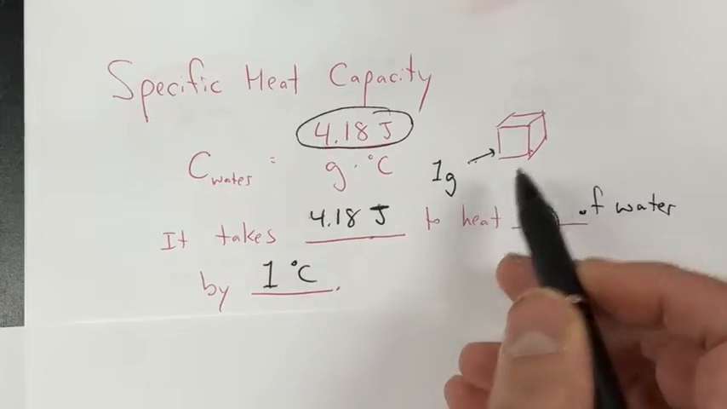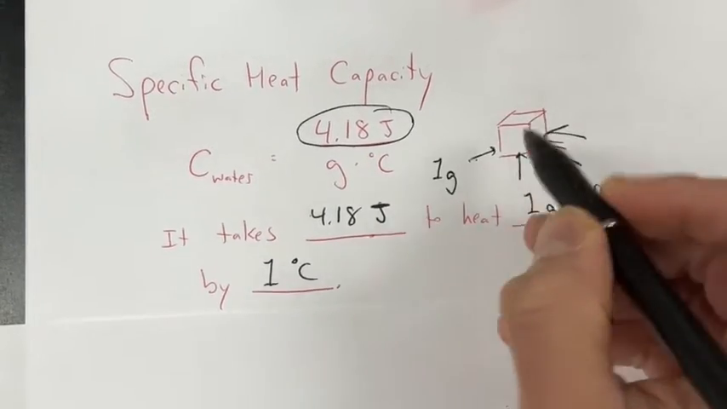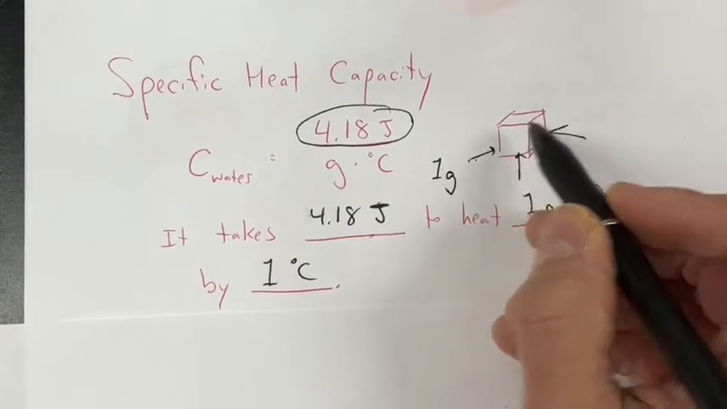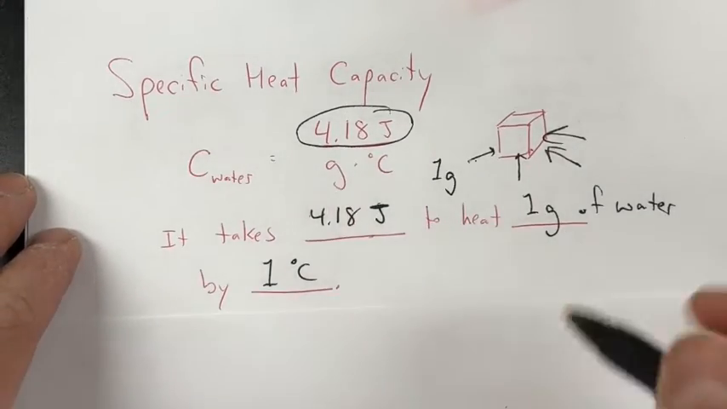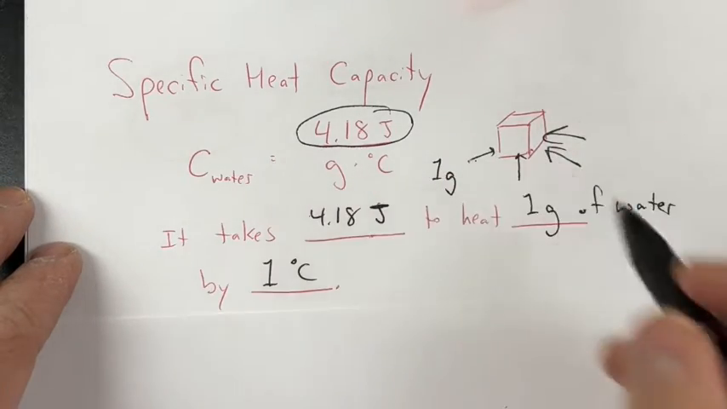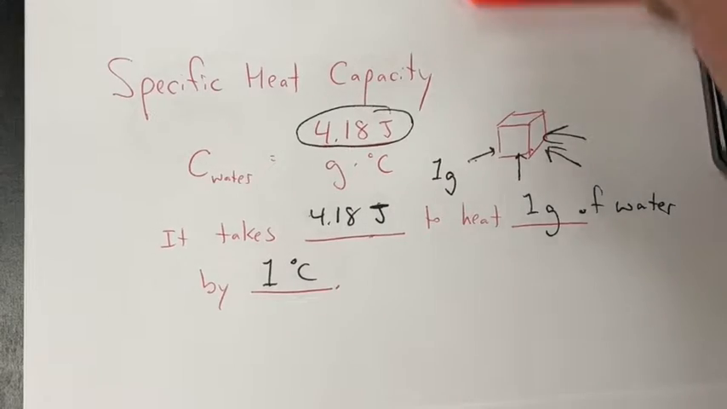So I would need to take 4.18 joules of energy, I put in some energy here, and that's going to heat up this 1 gram by 1 degree Celsius. Okay, so this is how the specific heat capacity looks. Sometimes it's written as a fraction like this, sometimes it's got a slash. What if I have some other objects?